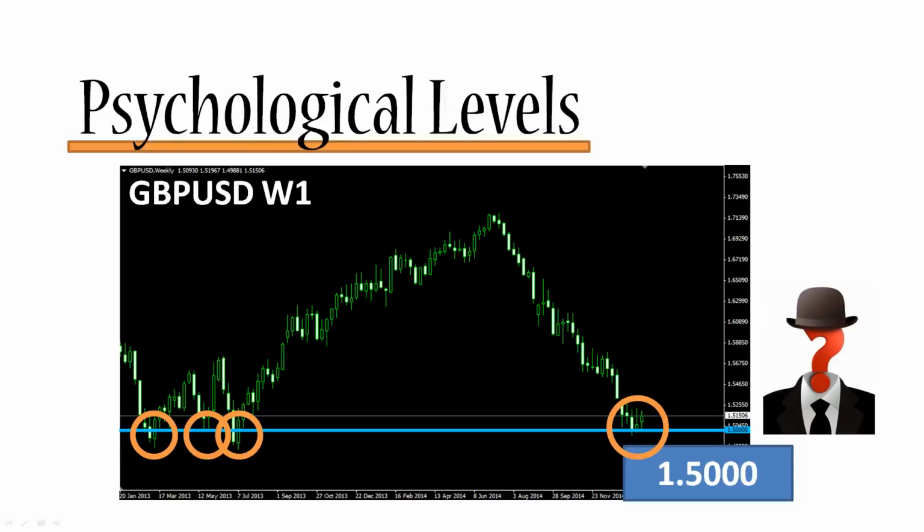Back in January to July 2013, the price tested this psychological level three times. And as you can see, it was unable to cross it, and that's when a massive impulse happened and the price went upwards and reached somewhere around 1.7 American dollars per British pound. So now it's back here at 1.5000, and everybody's waiting to see what will happen.